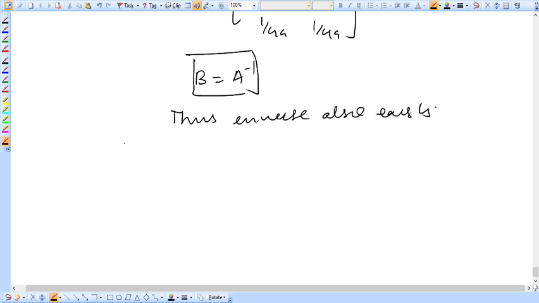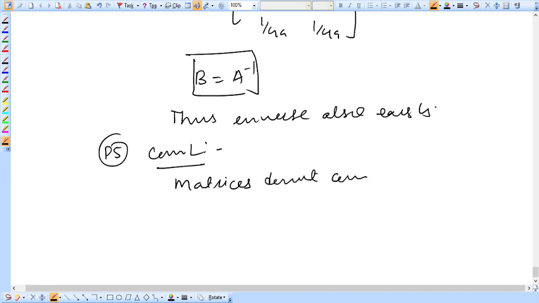Now lastly, property number 5, commutative law. We can write that matrices do not commute. Matrices commute नहीं करती हैं, therefore this is a violation of the commutative law, hence we can say this is a non-abelian group again. Okay, fine.